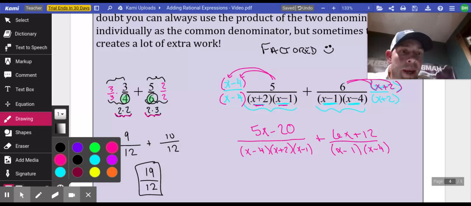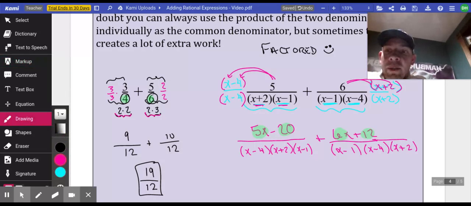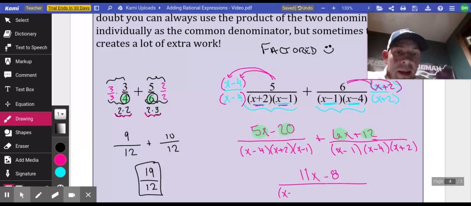And it doesn't really matter what order you put these three factors in the denominator, as long as you got all three. So the hard part is done. And really all you got left to do is to combine like terms. We're going to combine this 5x with the 6x to make 11x. We'll combine the negative 20 with the 12 to make negative 8. So let's see what this looks like. It looks like 11x minus 8 all over our common denominator.